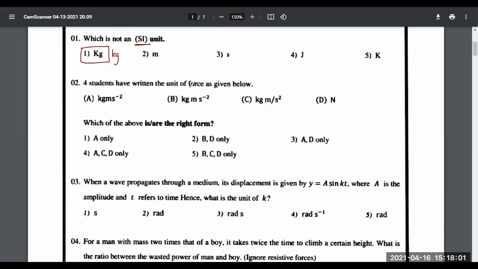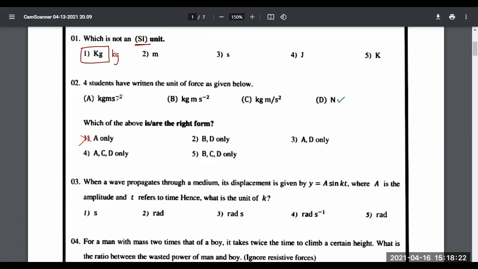4 students have written units of force as given below. Which of the above is the right form? Now, when you take force, definitely Newton is correct. There's no argument in that. Newton is correct. So D definitely has to be correct. Therefore, only the first one can be eliminated. Right. And then after that, now this one is incorrect.